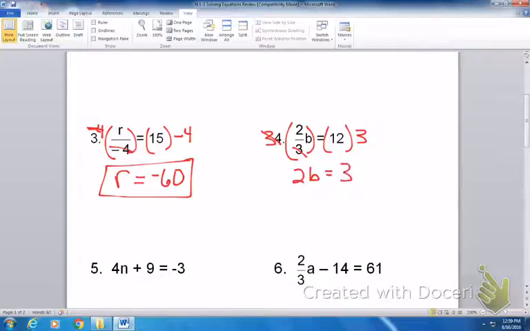I have 36. Now, we saw a minute ago in number 2 that when we had multiplication, we divided by what's in front of our variable. So I divide both sides by 2.